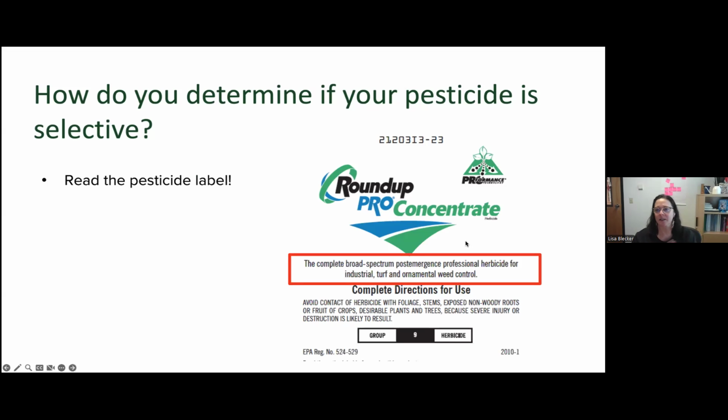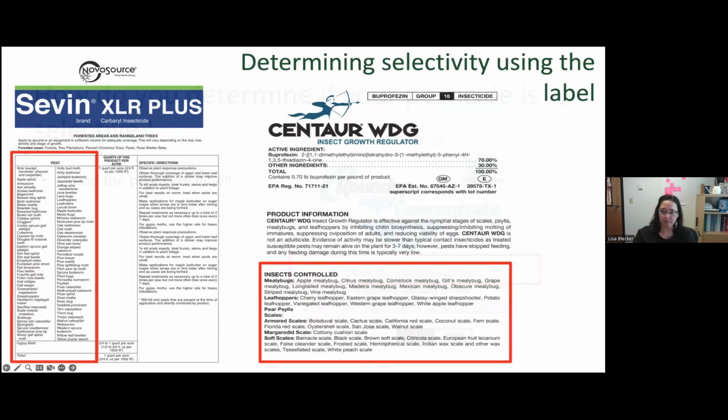So for example, this is a professional use product. It's Roundup Pro. But on the very front page of the label, it says complete broad spectrum post-emergent herbicide. So it automatically tells you it is very broad spectrum. So you can't spray it on your lawn, right? Because it is so broad spectrum, it could kill more than what you want to kill.